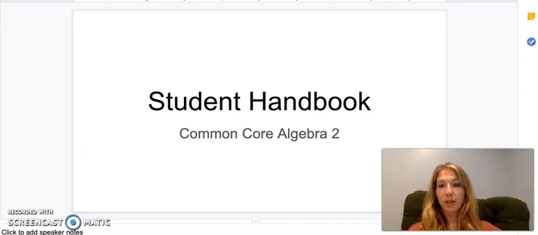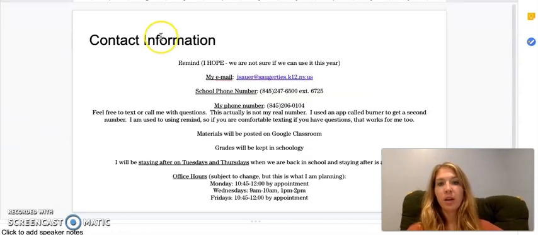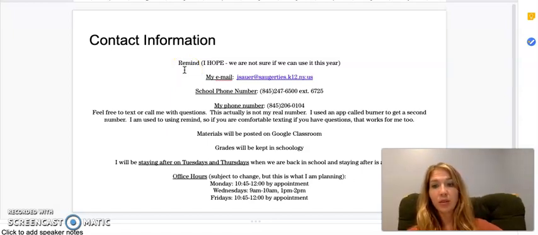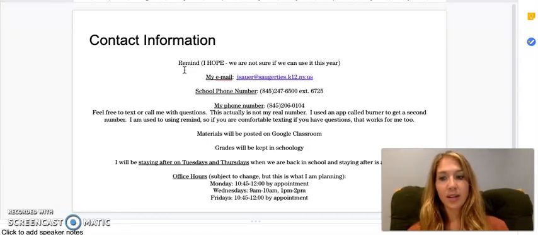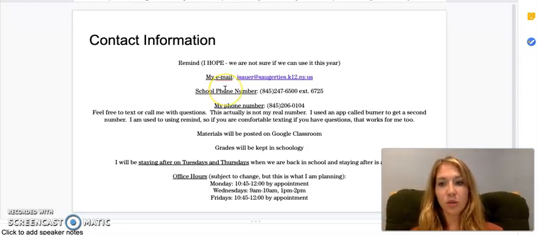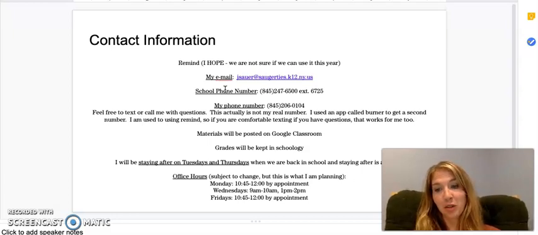So the first thing we're going to look at is contact information. You might have heard that we can't use Remind this year. I'm hoping that changes. I basically only use Remind for things usually. So this year we're going to have to use email. I don't necessarily recommend calling me on the school phone number, basically because I don't check it that often. I shouldn't say that, but that's the truth.